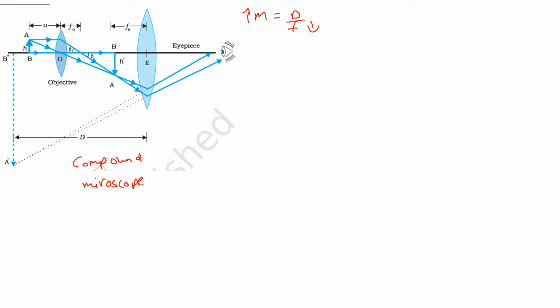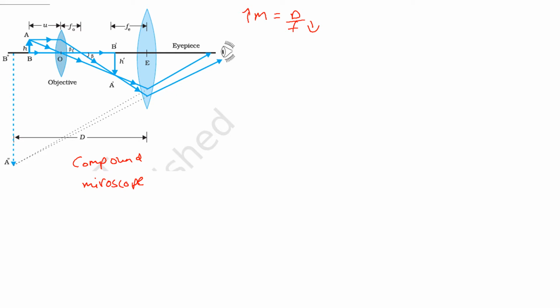So if you go on increasing the magnification, you need to go on decreasing the value of F, that is focal length. And if you go on decreasing the value of focal length, the image that you will get will be distorted, and the lens required will also be very small. So in order to avoid this problem, we are using compound microscope with two lenses. One is objective lens and one is eyepiece.